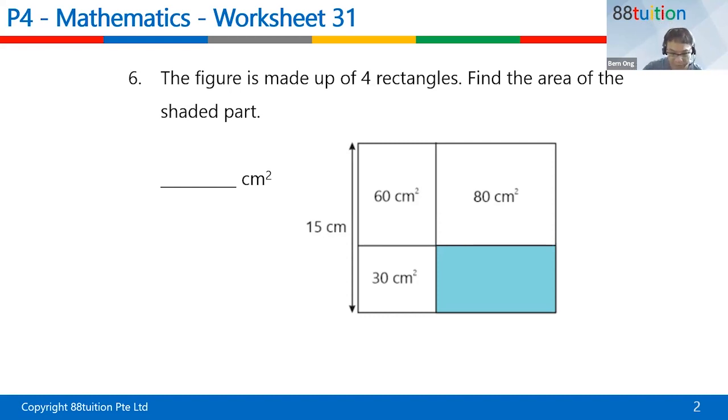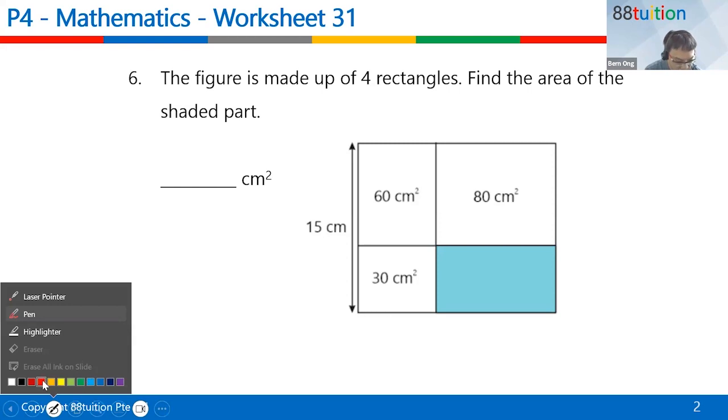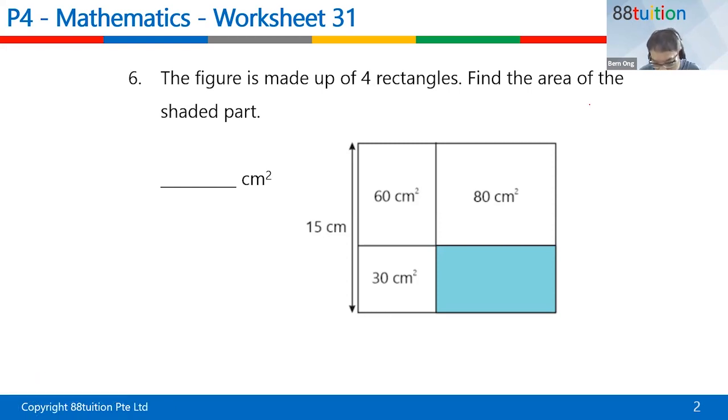Question number 6. The figure is made up of 4 rectangles. This type of question, children, is actually related to what? Do you know? It is related to your first topic in P4. What is it called? It's called factors and multiples. Do you remember factors and multiples? So what's the meaning of factors and multiples?